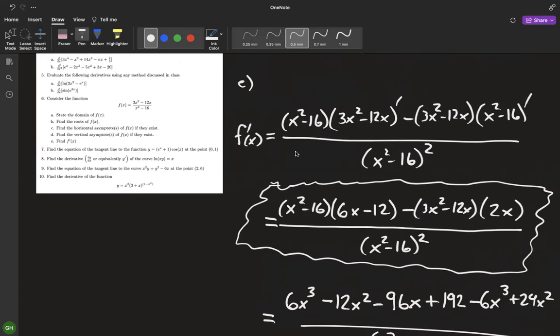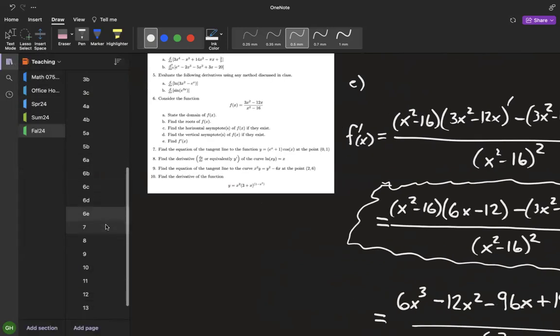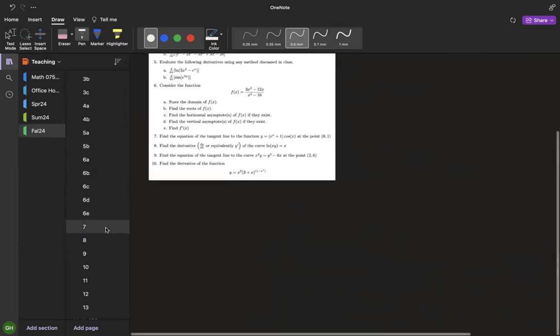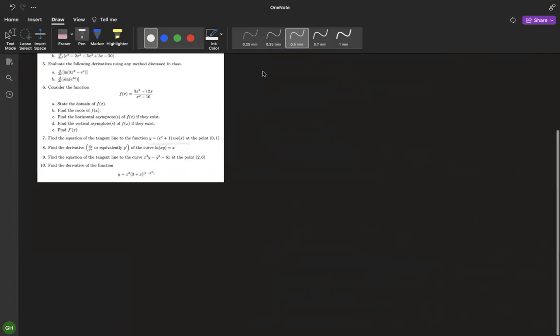All right, so now we're going to go on to the last 5 problems, I guess, since we already did the actual last 2. So there's 5 more. We want to find the tangent line to the function y equals e to the x plus 1 cosine of x.